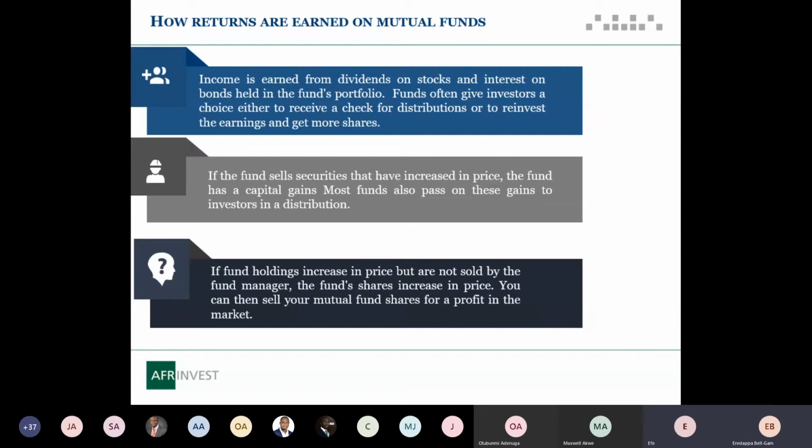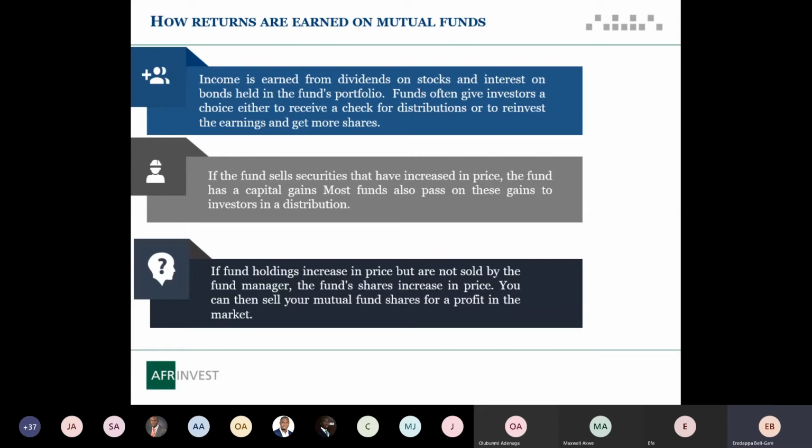And then lastly, if the fund holdings increase in price but are not sold by the fund manager, you can then decide to sell the mutual fund shares for profit, because most mutual funds are priced. So if you're buying a mutual fund now, they can tell you the price is 10 naira per unit. It means that you entered at 10 naira, and then because of the performance of the fund, the price is appreciating, and you wake up one day and see that it's no longer 10 naira per unit, it's now 15 naira per unit.